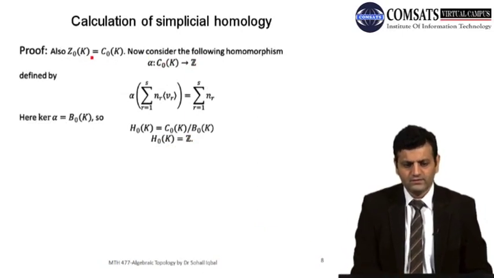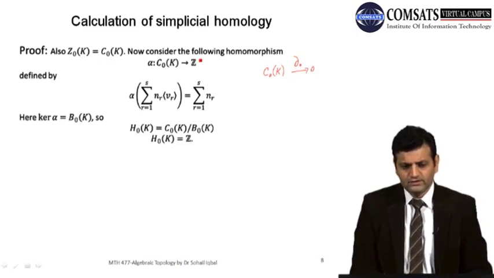Also, Z0 of k is equal to C0 of k. Okay, so why is that the case? Because C0 of k goes to 0 under this partial naught, so everything from this free abelian group goes to 0, so that's why Z0 of k is equal to C0 of k.